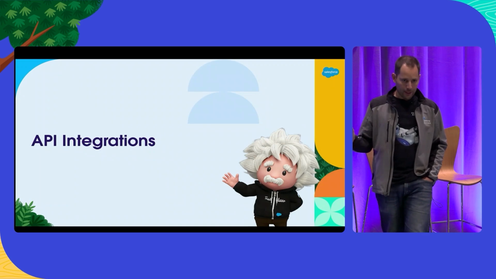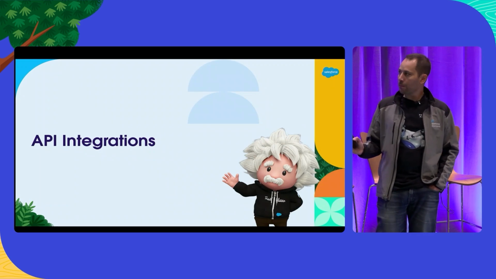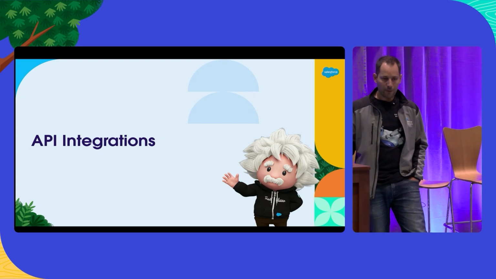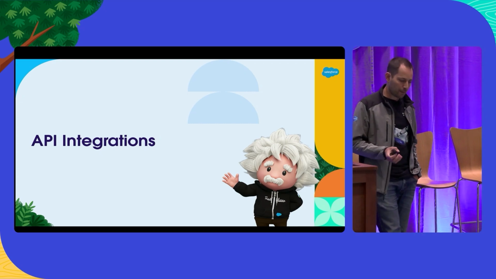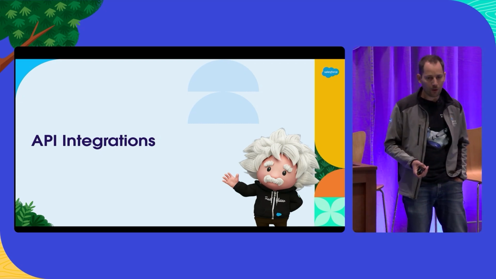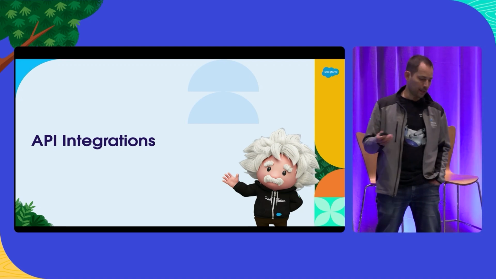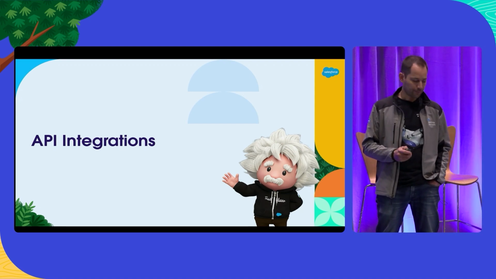That's it for the deployment options. I'm going to finish by talking about API integrations. And this is a rich topic because there are a good number of APIs you can call to automate things with Data Cloud and our agents features.